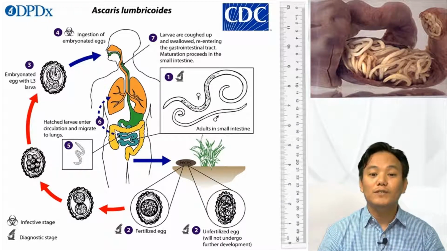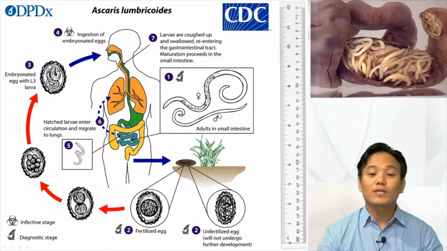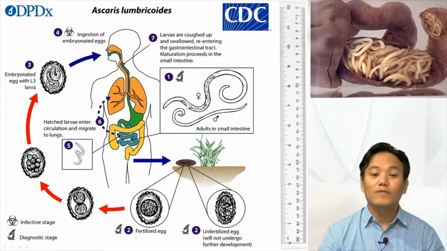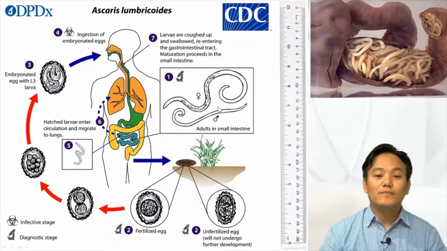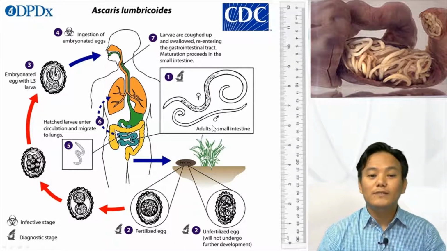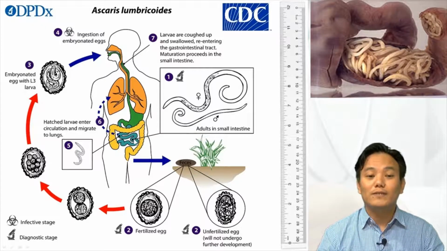Ascaris lumbricoides is sexually dimorphic. So we have two sexes, male and female. The male is much smaller, the female is much larger, right? So they are morphologically different. Now, adults are found within the small intestines.